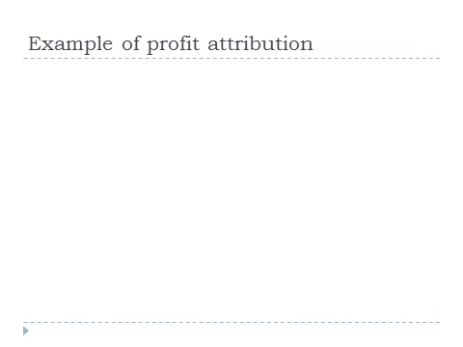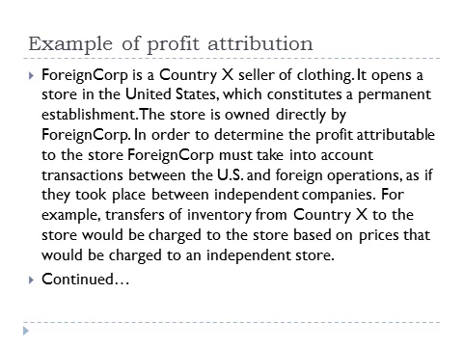Here's an example of a profit attribution. Foreign Corp is a country X seller of clothing. It opens a store in the United States, which constitutes a permanent establishment. The store is owned directly by Foreign Corp. In order to determine the profit attributable to the store, Foreign Corp must take into account transactions between the U.S. and foreign operations as if they took place between independent companies. For example, transfer of inventory from country X to the store would be charged to the store based on prices that would be charged to an independent store. This example is continued on the next slide.